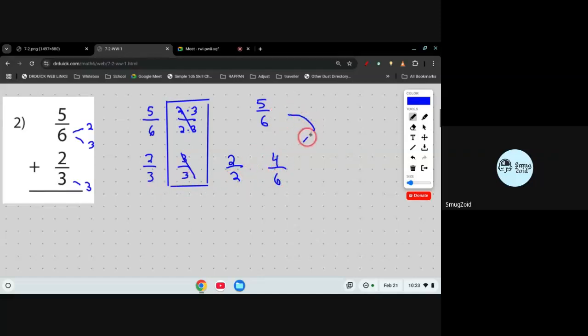Let's combine this together. I get 9 over 6, right? 6 goes into 9 one time with 3 over 6 left over. You can't leave it like this. Got to reduce it. So it's 1. Divide them both. What would that be? 1/2.